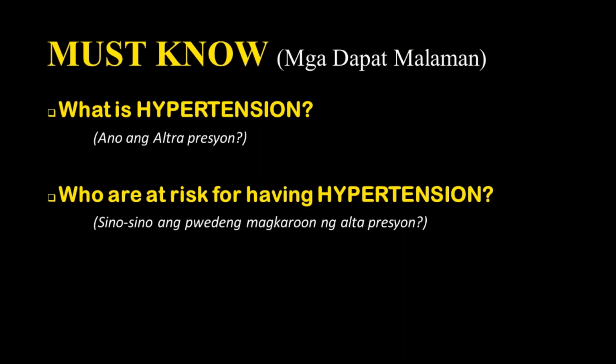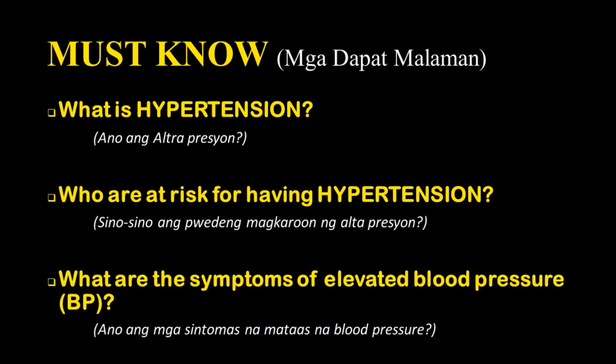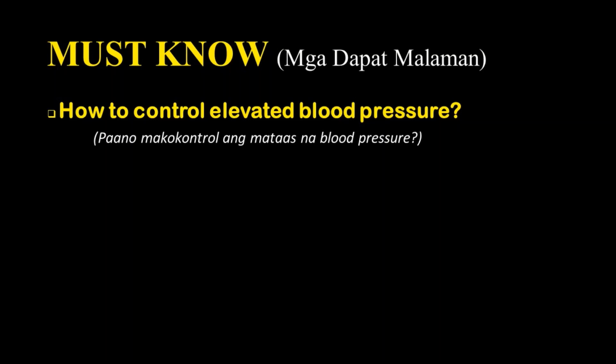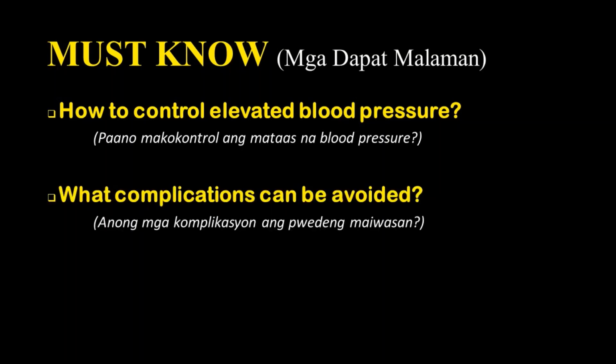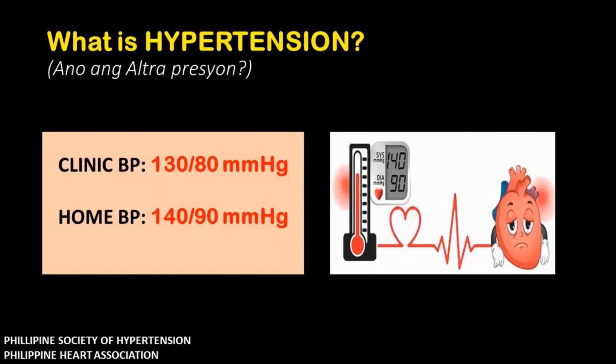Secondly, who are those individuals at risk of having hypertension? Third, I will discuss the common symptoms of elevated blood pressure. Next, I will discuss the ways on how to control an elevated blood pressure. Lastly, I will identify the most common medical complications that can be avoided once an elevated blood pressure is controlled.